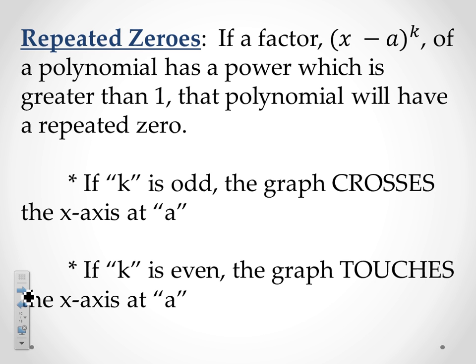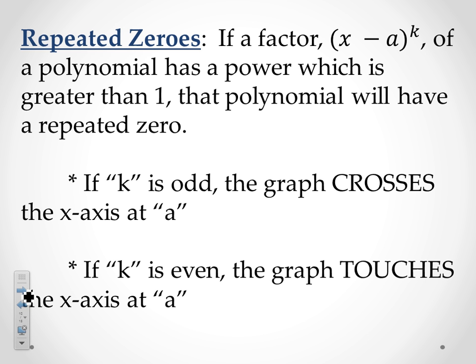Repeated zeros. Okay, this is moving towards the bottom of page 256. If a factor, x minus a to a power, so you're going to have x minus some number raised to a power, of a polynomial has a power which is greater than 1, so if it's a squared power of k, or if it's cubed, you're going to have repeated zeros.